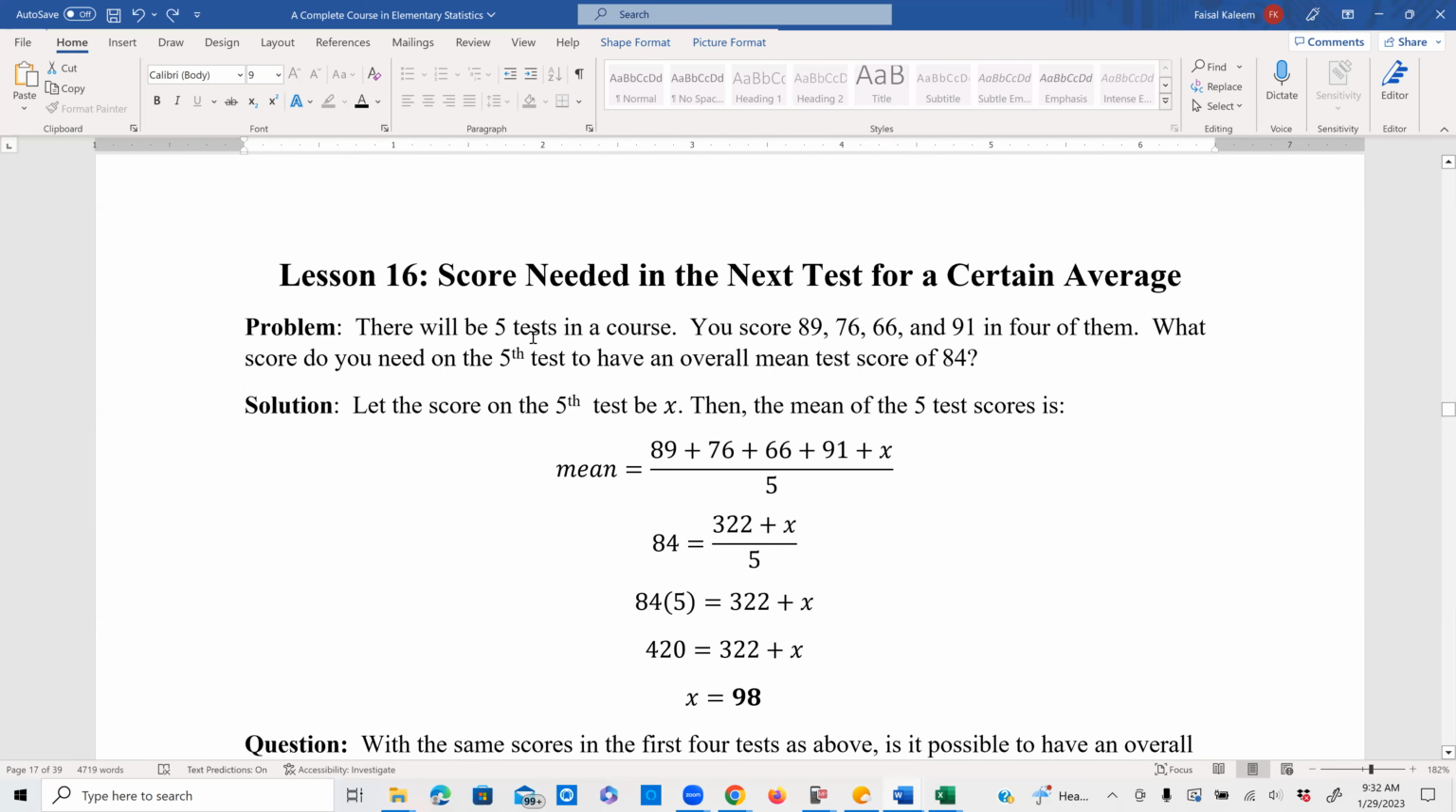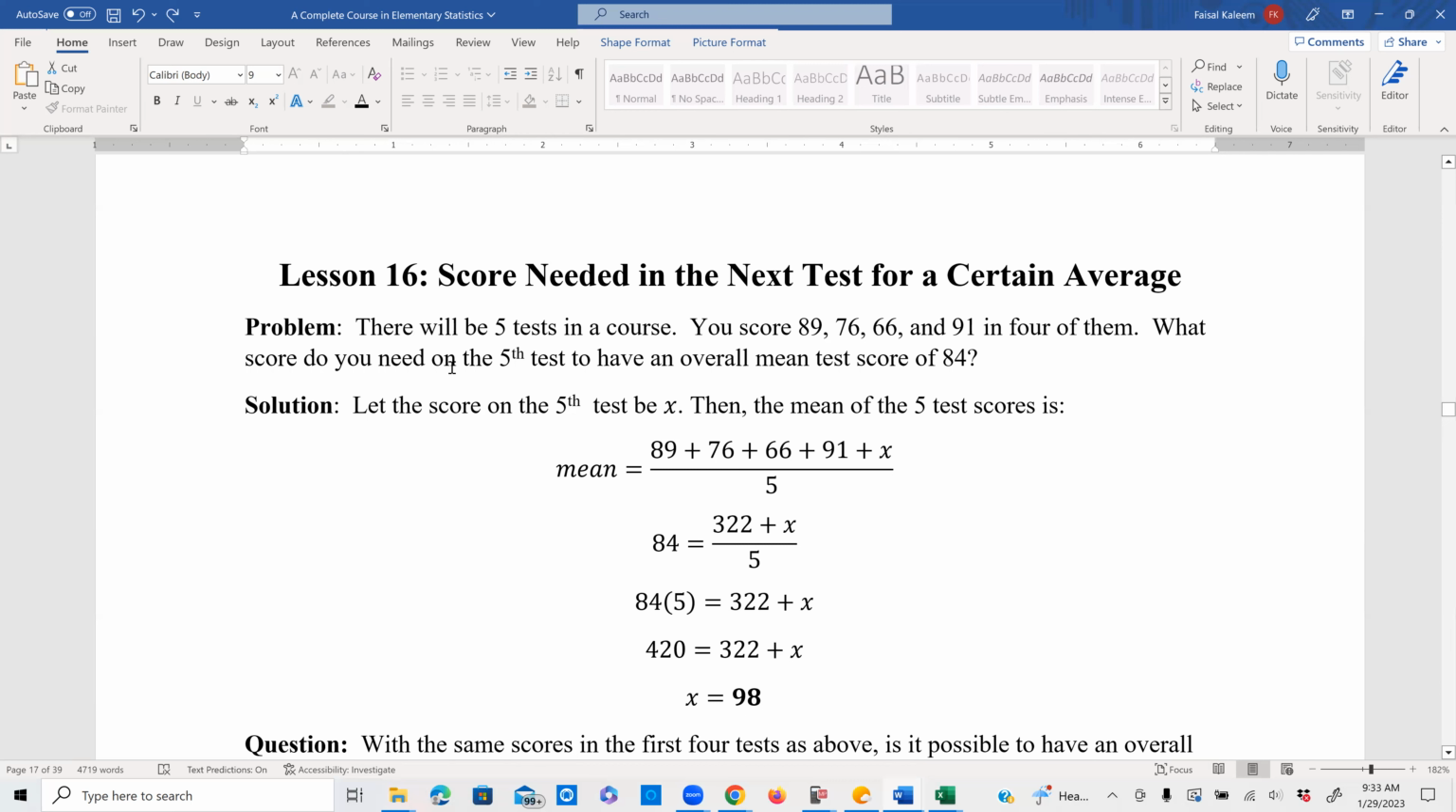Problem. There will be 5 tests in a course. You score 89, 76, 66, and 91 on 4 of them. What do you need on the 5th test to have an overall mean score of 84? So let's say you need X on the 5th test.